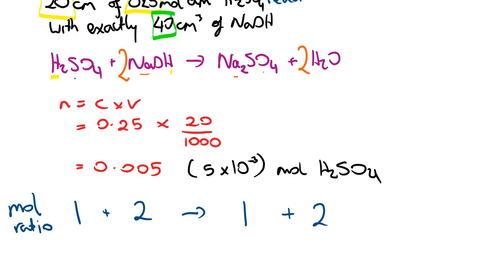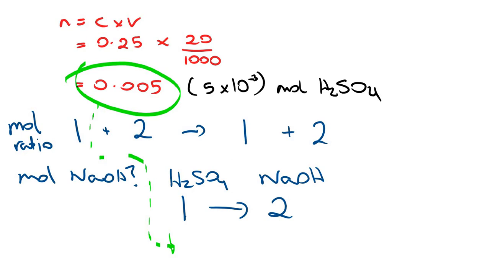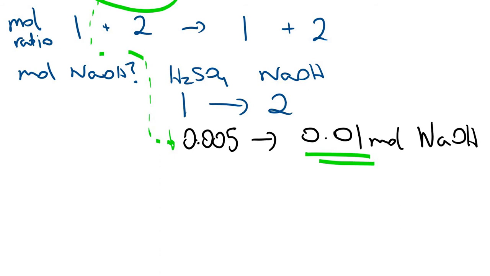So in my next step, I need to work out the moles of sodium hydroxide. Well, to do that, I use the mole ratio. According to my balanced equation, 1 mole of sulfuric acid reacts with 2 moles of sodium hydroxide. I don't have 1 mole of sulfuric acid. I've only got 0.005 moles. So therefore, I write in here 0.005 reacts with twice that amount of sodium hydroxide, which is 0.01 mole NaOH. Okay, that's great. Now we know the number of moles of sodium hydroxide.